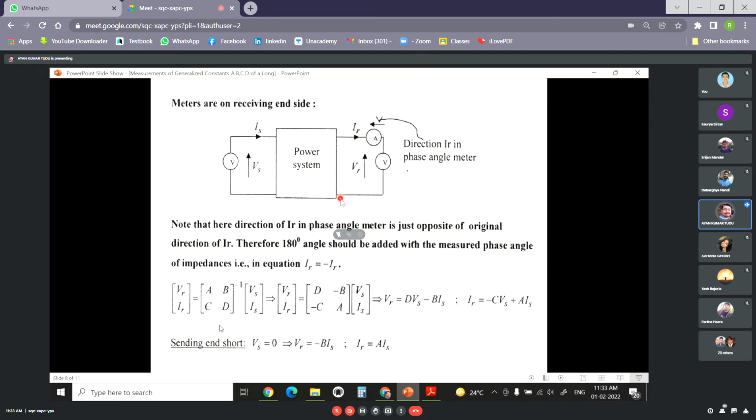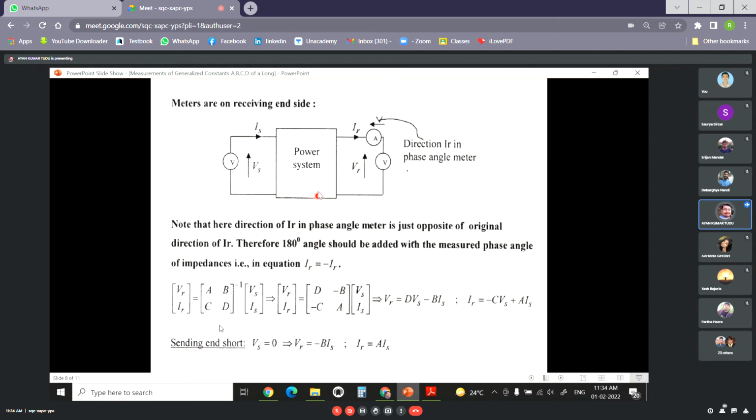Rather, the phase angle meter should have measured that the current is flowing into the network. Okay, and this is the other part. As you can see, note here the direction of IR in the phase angle meter is just opposite of the original direction of IR. Therefore, a 180-degree angle should be added to the measured phase angle of impedances, that is, IR should actually be equal to minus IR.